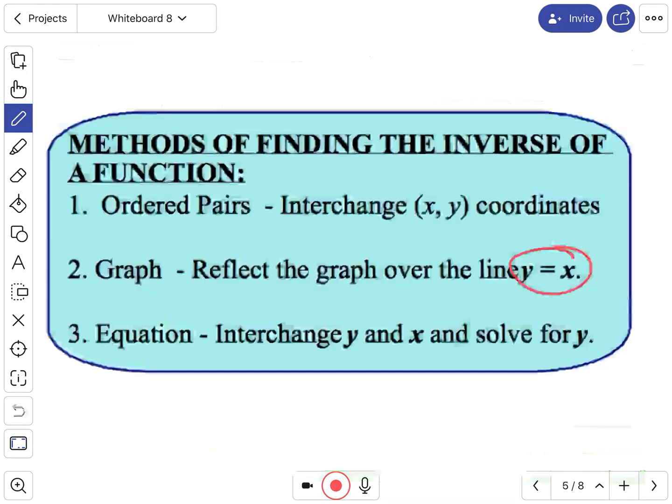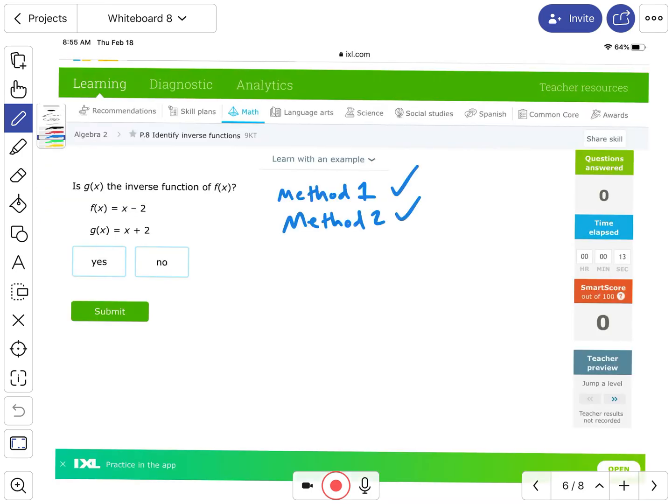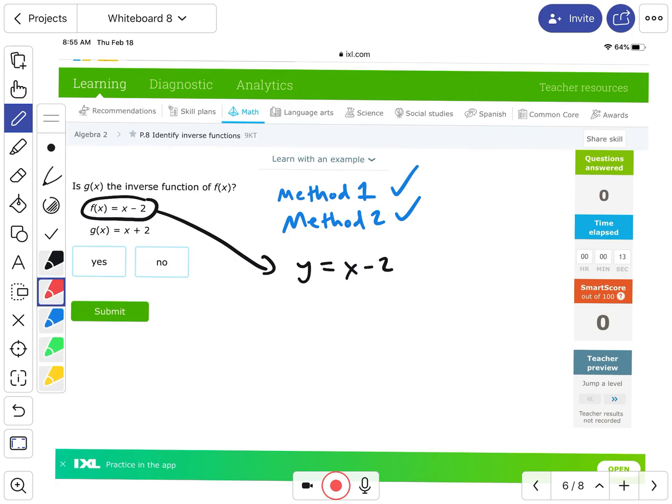Yep. And then what's the last thing? The last thing is look at the equation. Change the x and y, solve for y. Okay, well, let's do that. So I'm just going to change this one to see if it turns out to be the second one. So I'm going to rewrite it as y equals x minus 2. Switch the x and y. So now that's x equals y minus 2.